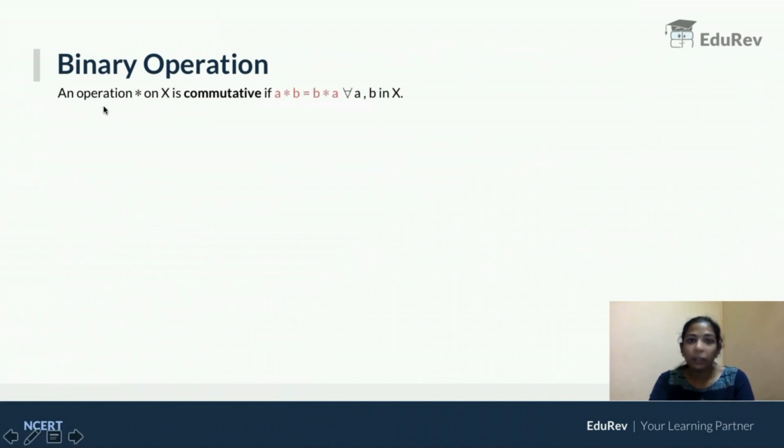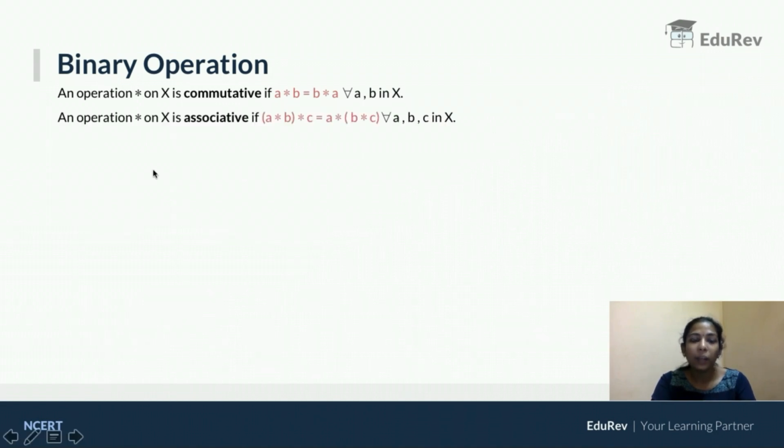Okay, before that we'll understand a small concept. An operation star on X is commutative if A star B is equal to B star A for all A, B in X. If A, B belongs to X and if A star B is equal to B star A, then you will tell it as commutative.